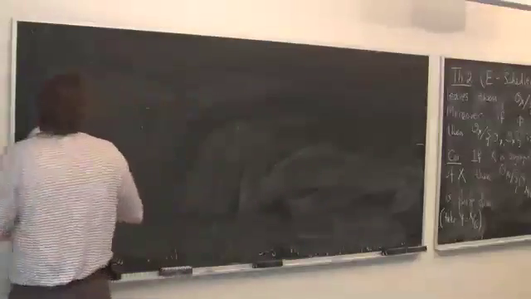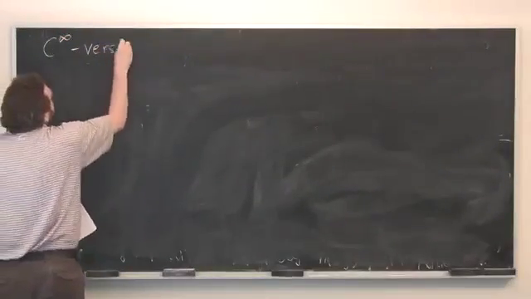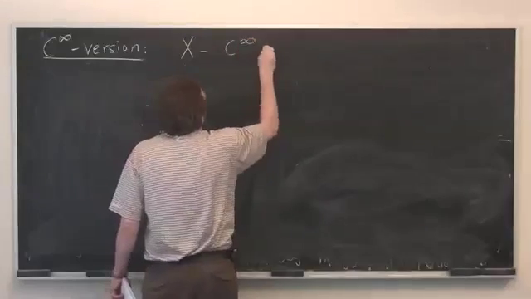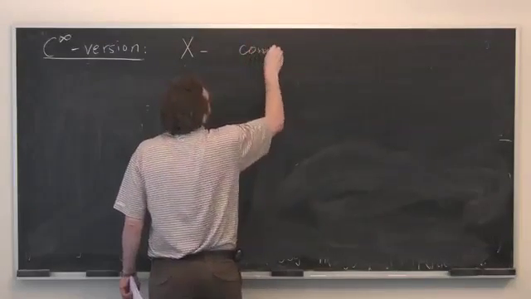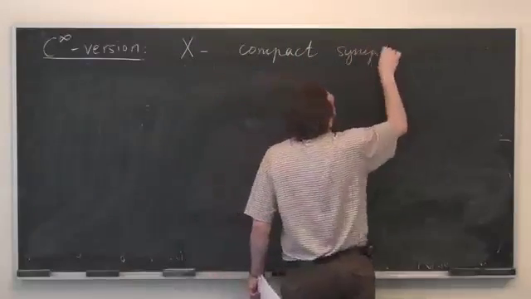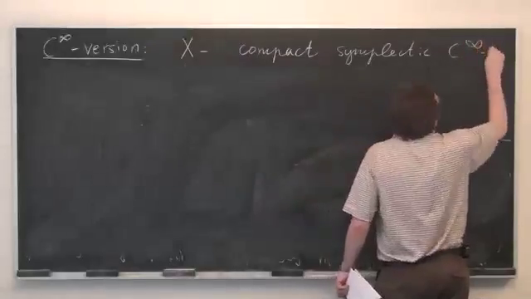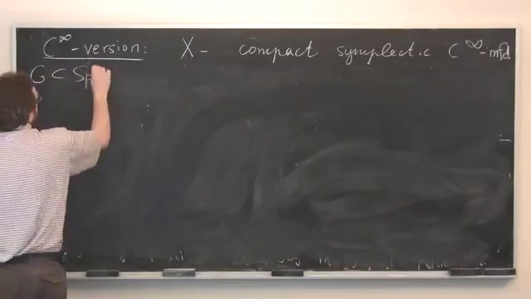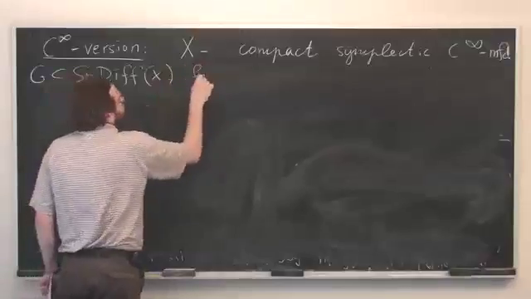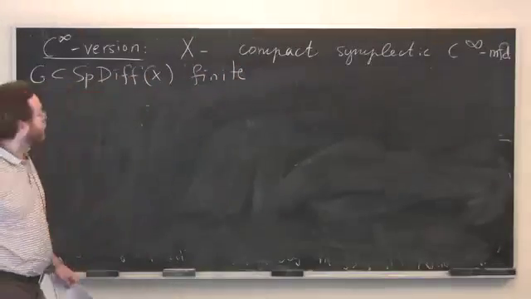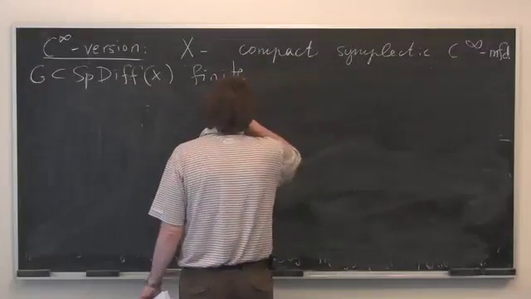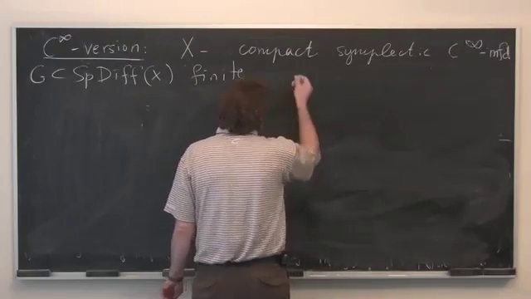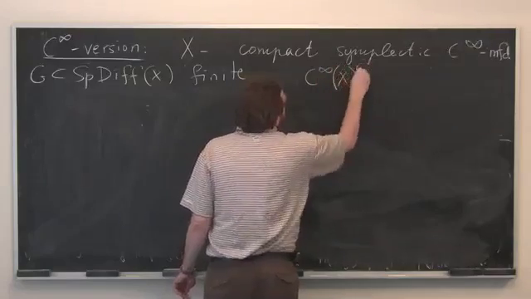So let me give you a C infinity version. Let's say X is a compact symplectic C infinity manifold, and G is a finite subgroup of symplectic diffeomorphisms. Then I can look at the following thing. So I look at C infinity of X, G.